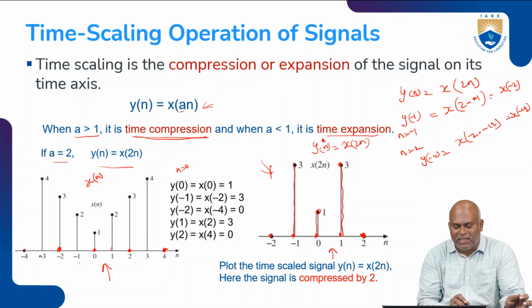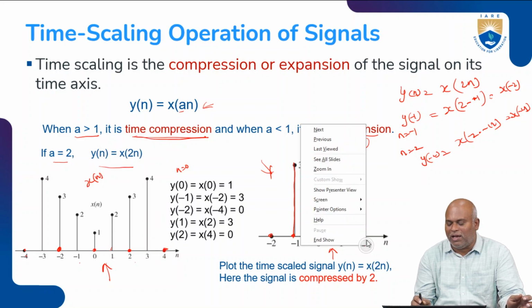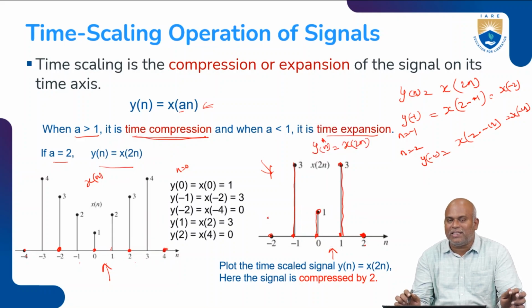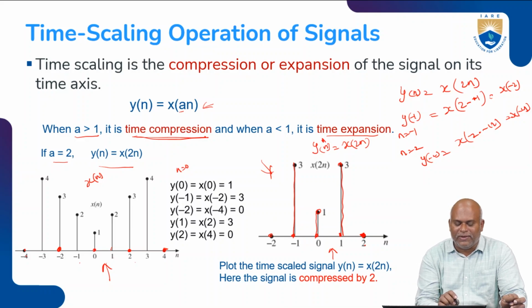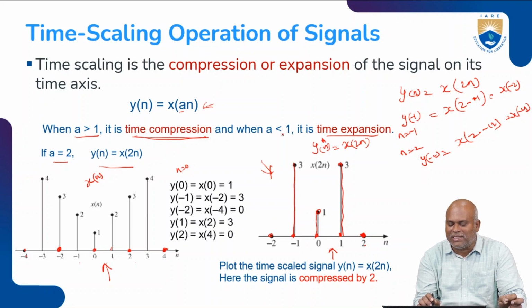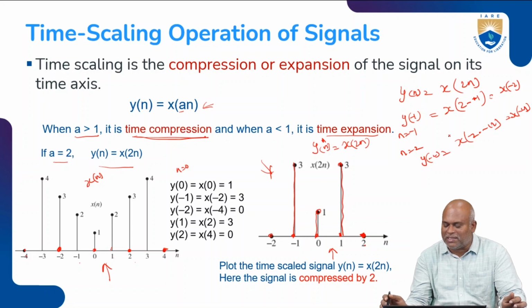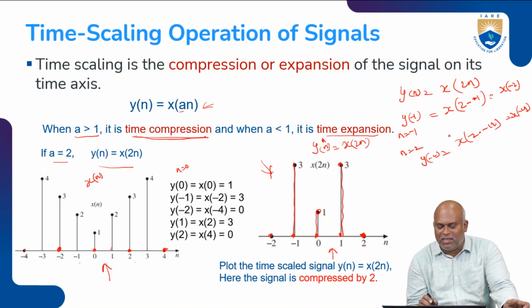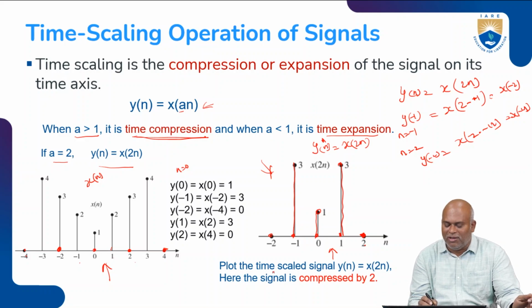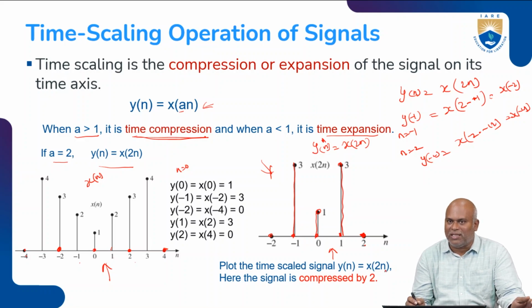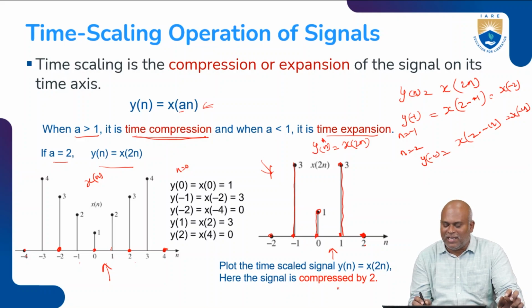So, what will happen here? The input is present from minus 4 to plus 4, but in the output signal it will be from minus 2 to plus 2. So, the signal is getting compressed. If a is lesser than 1, time is represented as increased. This is the plot of the time scaled signal y of n equal to x of 2n. Here the signal is getting compressed by 2.